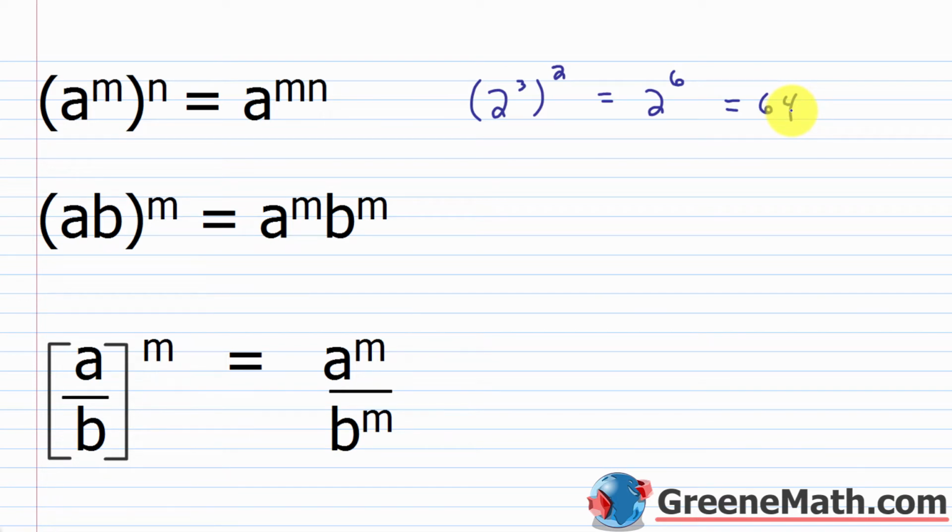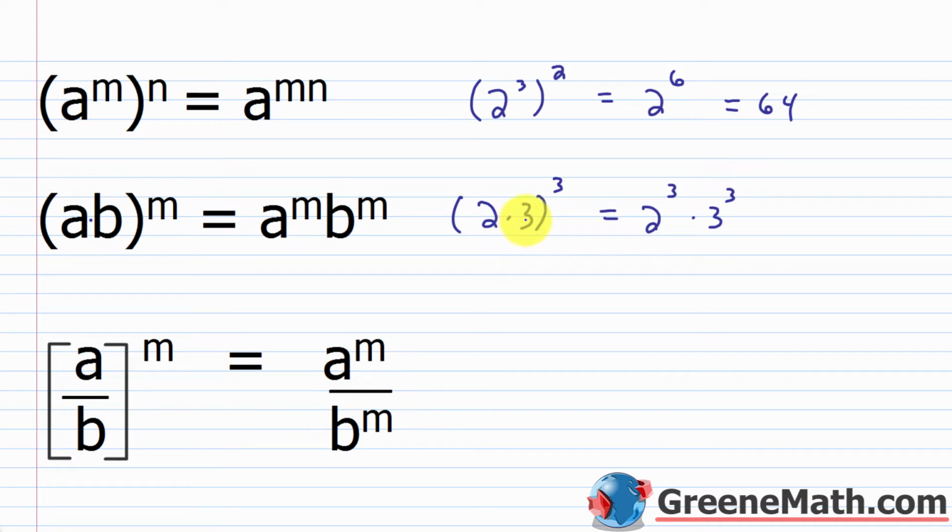Now as the next example, if we had a times b here, and this whole thing was raised to the power of m, I could say this is equal to a to the power of m times b to the power of m. So as an example of this, let's say we saw 2 times 3, and this was raised to the 3rd power. Well, I could say this is 2 cubed times 3 cubed. And you can prove this to yourself as well.